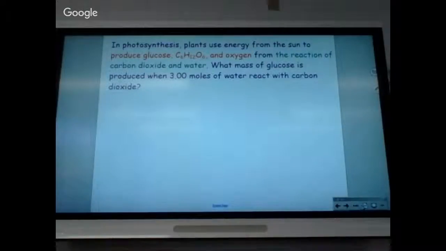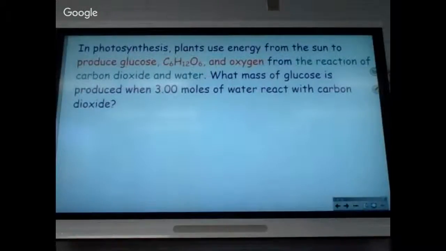Can I zoom in? What did you say this title was? You can move up. Yes, that's so much better. Oh, that's too big. Well, what did you say the title was? Mole to gram.